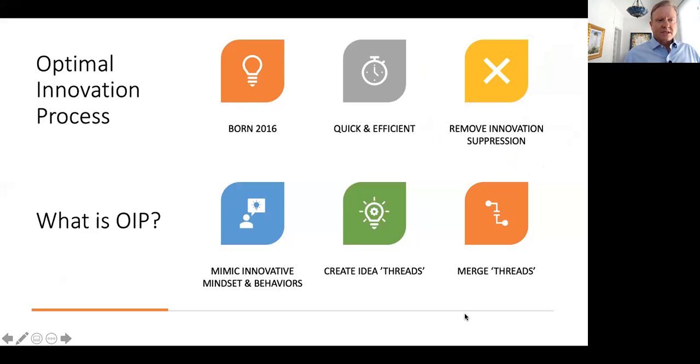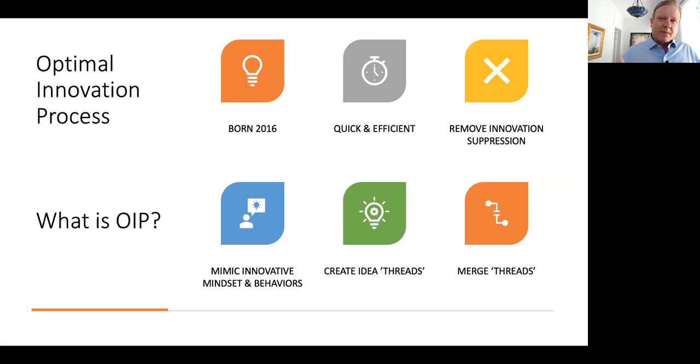In 2016, I created at Harvard what's called the OIP, or Optimal Innovation Process. When I created this, it was basically the combination of all the years that I've had of brainstorming with teams, and good teams, bad teams. This is basically best practices. The technique is very quick, it's very efficient, and it gets rid of what I call innovation suppression.